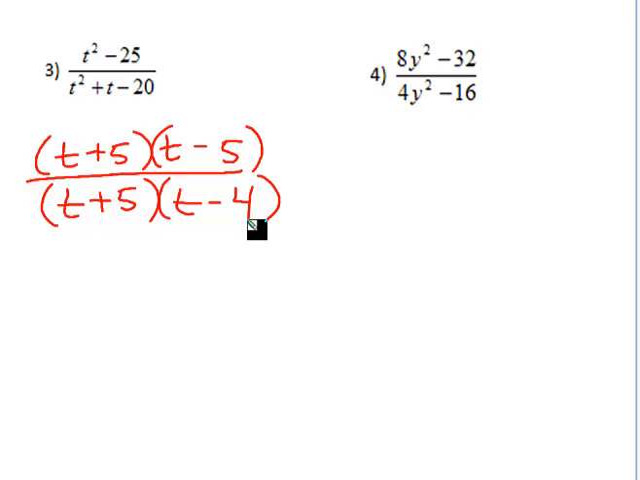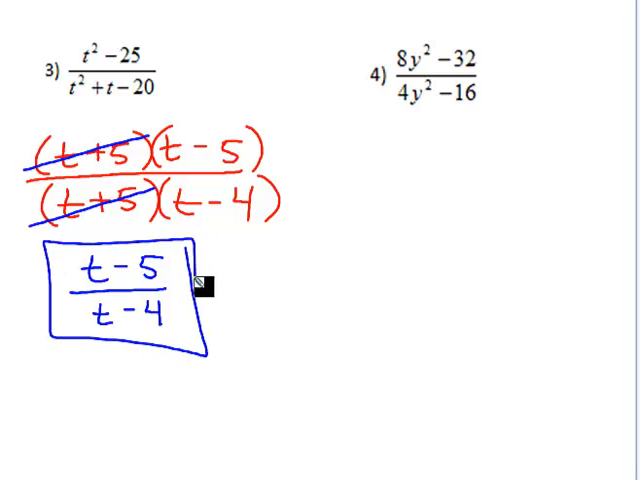Now we're attached with multiplication, right? We have the parentheses next to each other, so we're attached with multiplication, so we can see if we have anything that's alike that can cancel. So, yeah, the t plus 5s are absolutely alike in the parentheses. So we can cancel the t plus 5s, and we are left with t minus 5 over t minus 4. And that would be our simplified answer. Is that okay?